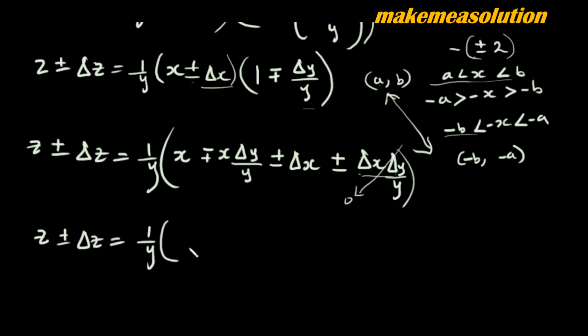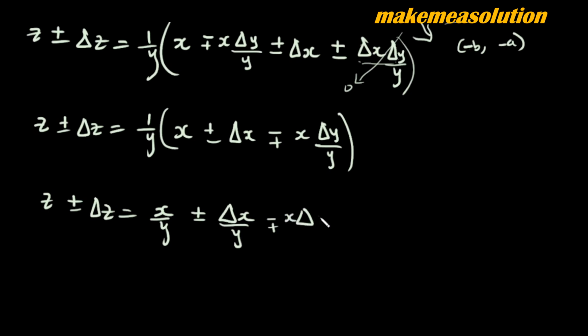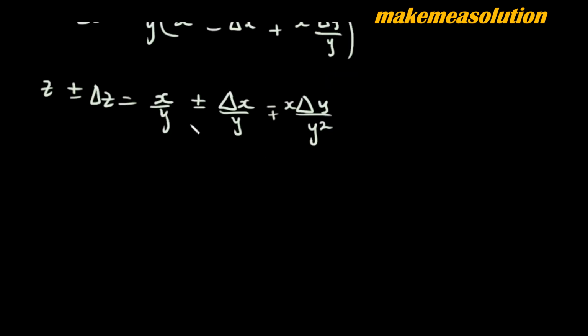Then we now have over here, x, then plus or minus delta x, like this, then minus or plus x delta y over y, like this. Is that okay? So we have z plus or minus delta z is equal to, when you open the bracket, x over y, then plus or minus delta x over y, then minus or plus x delta y over y squared, like this. Is that okay? So there's something that happens here.